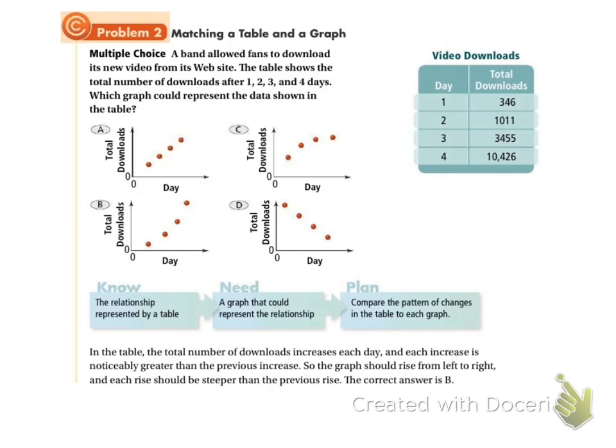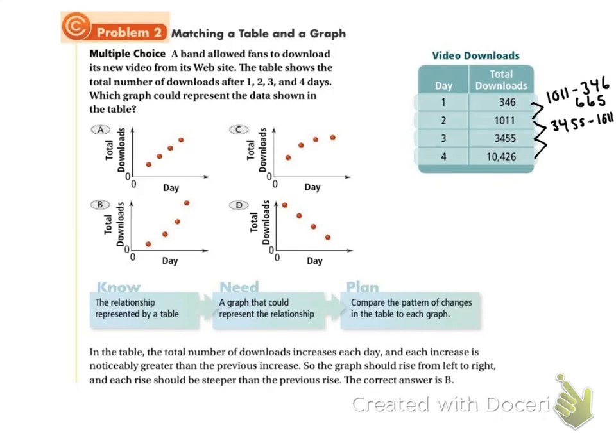Okay, so matching tables to graphs. What you need to do is first look at the table, and we need to see how it changes between each of these. So what I'm going to do here is I'm going to do 1011 minus 346. So 1011 minus 346 gives me 665. And then I'm going to do 3,455 minus 1,011.